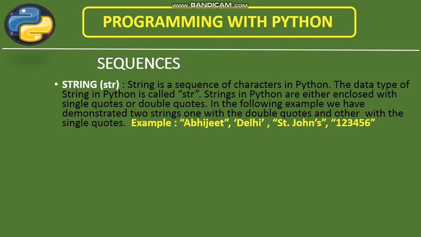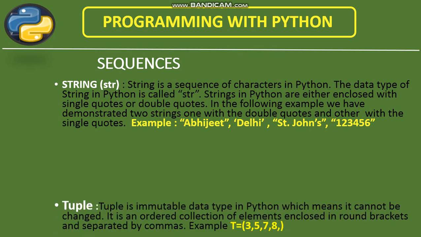The first sequence type is a string. A string, as I have already told you, is a group of characters that can be enclosed inside single quotes or double quotes, like your name or address. All these are strings.